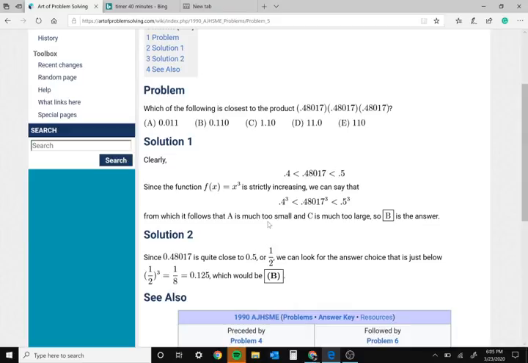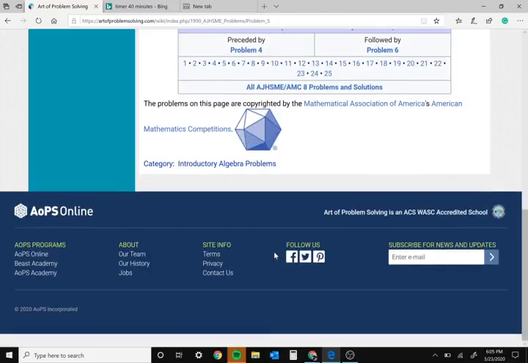Yeah, that makes sense. So basically, what it's saying here... Did I mess that up? Yeah, it's quite close to 1/2. That is just below 1/2, which is 0.125. Right. Okay.